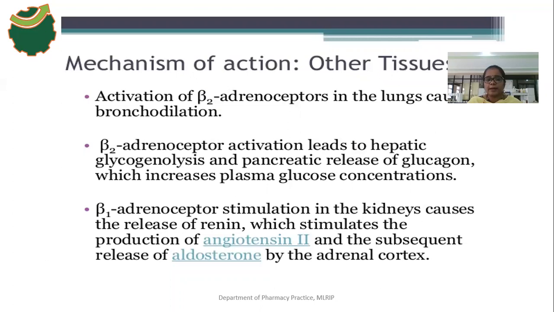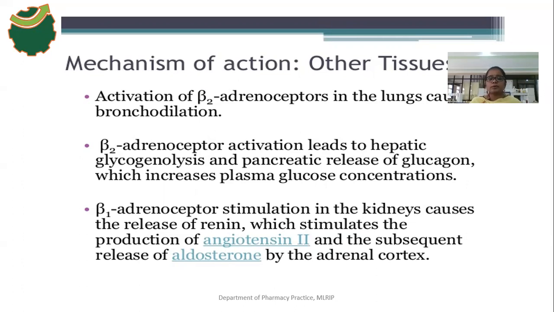So what will happen upon the activation of beta 1 receptors? There is a release of renin. That renin is required for the conversion of angiotensinogen to angiotensin 1. Then that angiotensin 1 is converted to angiotensin 2 in the presence of which enzyme? That is angiotensin converting enzyme, called ACE. That enzyme is required for the conversion of angiotensin 1 to angiotensin 2.